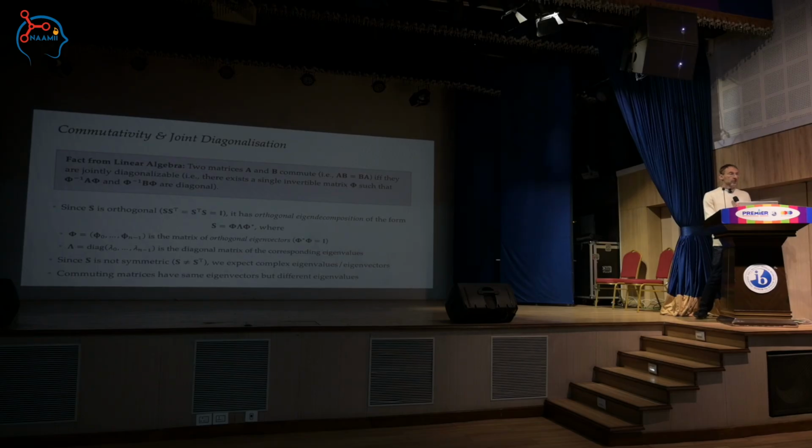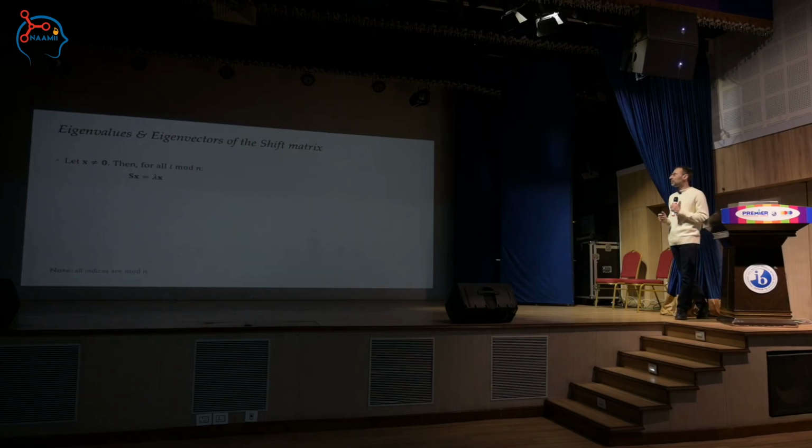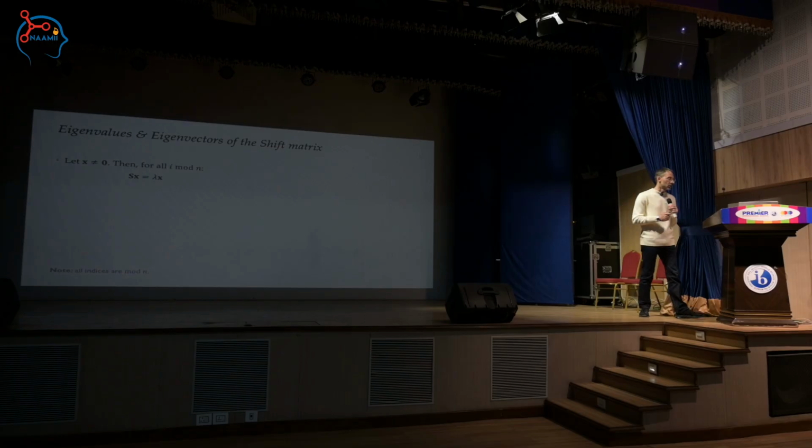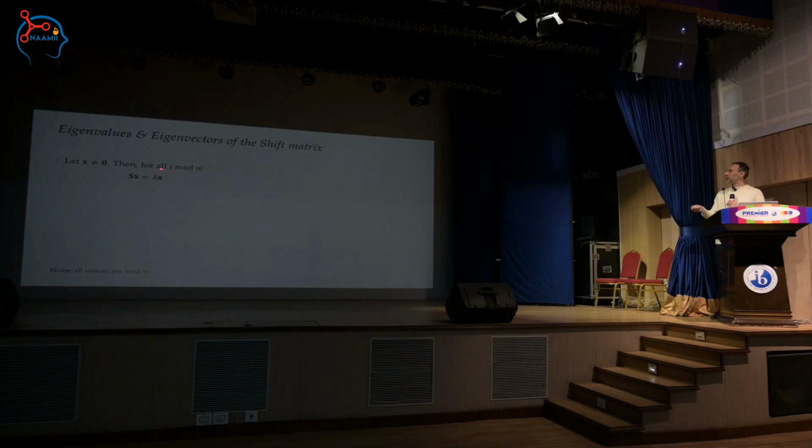Okay? So let's actually derive, it's easy to derive by hand, the eigenvalues and eigenvectors of the shift matrix. So let's take some vector x that is non-zero. Then for all i's, modulo n, Sx equals lambda x. And it means that I can write x_{i+1} as lambda x_i, because we have an explicit expression of the shift. We can do it also for S squared. In this case, the eigenvalue will be lambda squared, and the shift is by 2 positions, and so forth.